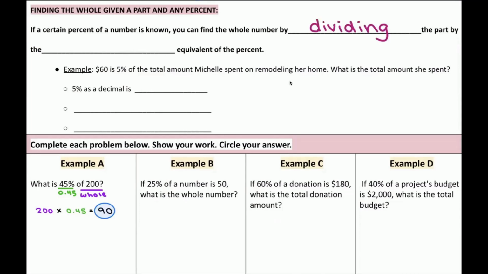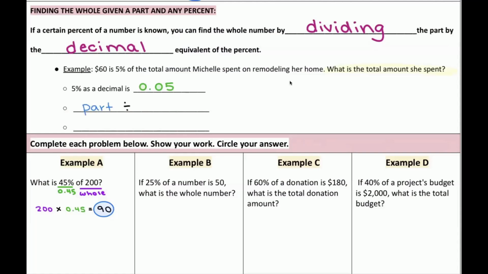If a certain percent of a number is known, you can find the whole number by dividing the part by the decimal. So now we're not going to multiply times the percent as a decimal, we're going to divide it. The example says $60 is 5% of the total amount Michelle spent on remodeling her home. What is the total amount she spent? Just like I said, of is a keyword for the whole, and so is total. So this problem's asking for the whole, it's asking for the total.